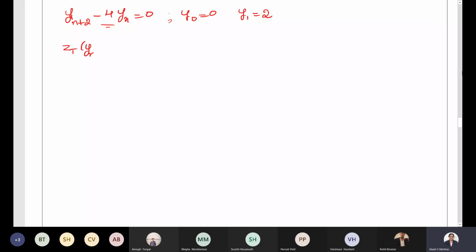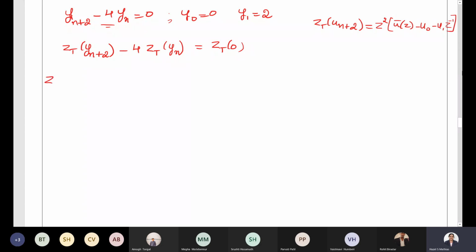That is, Z transform of y(n+2) minus 4 times Z transform of y(n) equals Z transform of 0. So what is the Z transform of y(n+2)? It is the same as the Z transform of u(n+2), only the variable is different. This is nothing but z squared into u bar of z minus u0 minus u1 into z power minus 1. But here you have y, so you need to change the variable to y. So it will be z squared into y bar of z minus y0 minus y1 into z power minus 1.